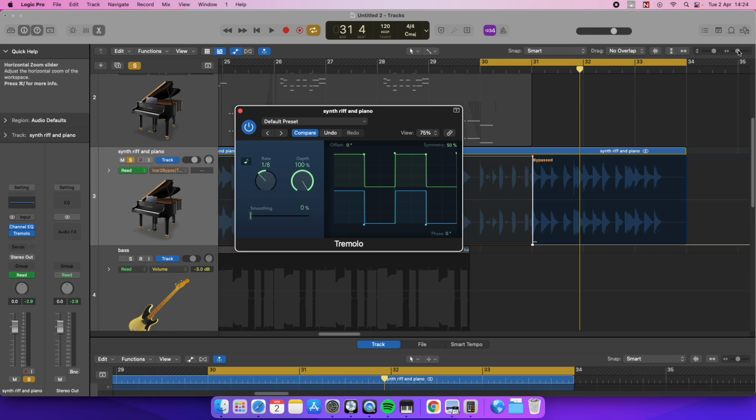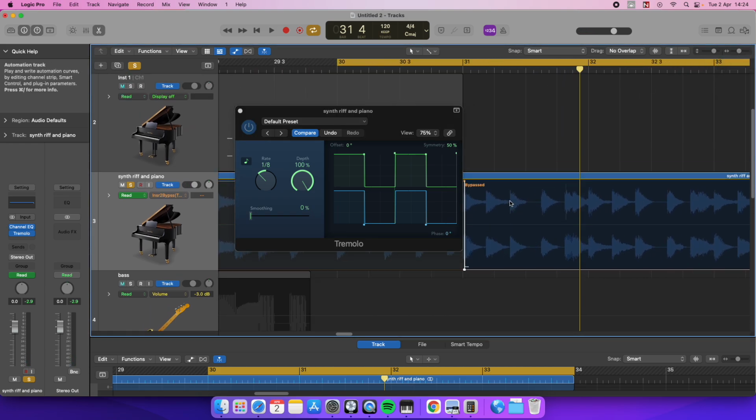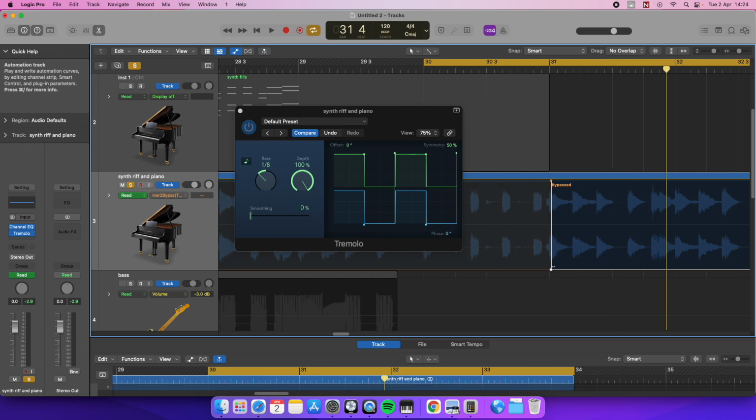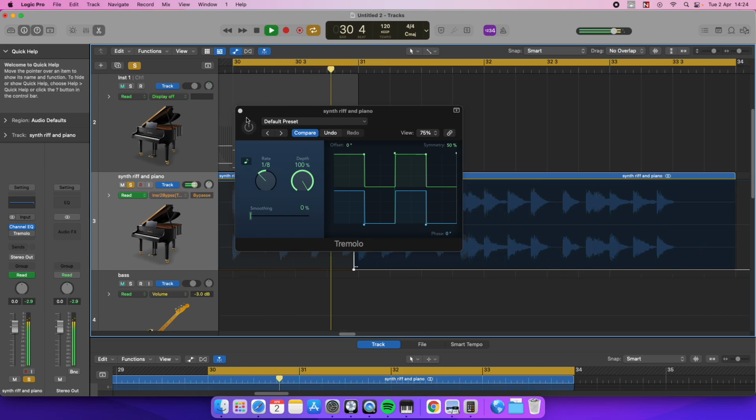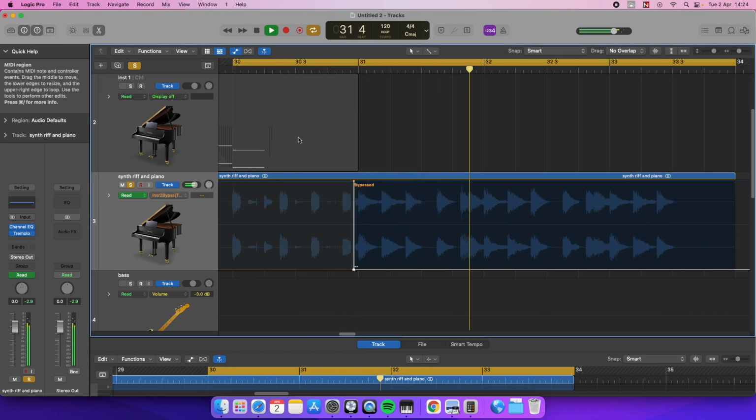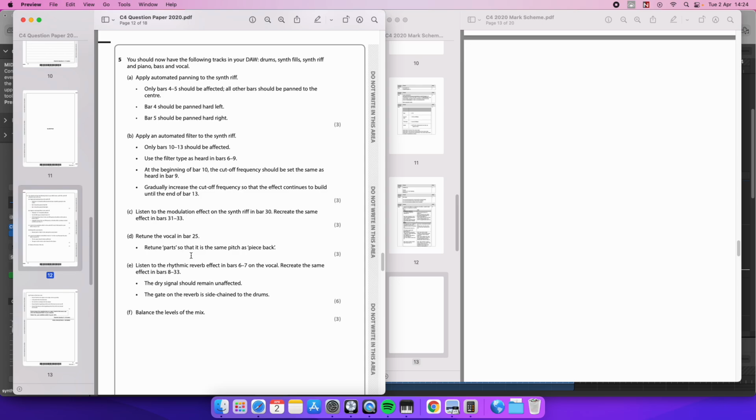Yeah, quarter notes. Not really happy about when it starts. I could just pull this over a little bit so it starts at the beginning of that note, and we should be good. Yeah, easy. There's our tremolo.